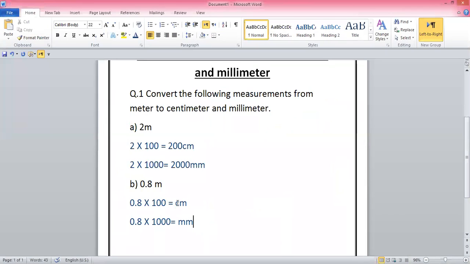So this is the answer, guys. 0.8 meter equals to 80 centimeter and 800 millimeter. So keep up to here. Further we will do inshallah tomorrow.